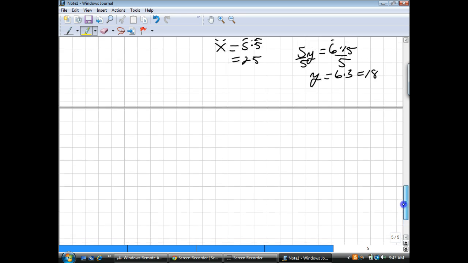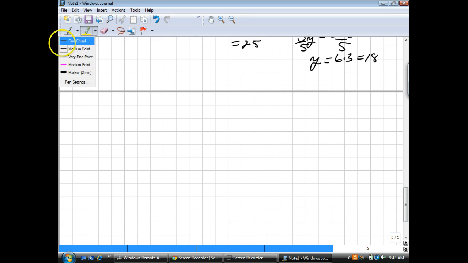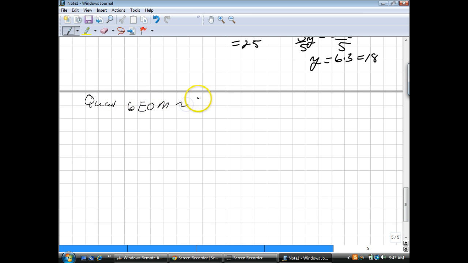So let's look at one more example, okay? So let's say I have quadrilateral GEOM is similar to quadrilateral G prime, E prime, O prime, M prime. Okay? First of all, I want to find the scale factor. And I want to find the perimeter.